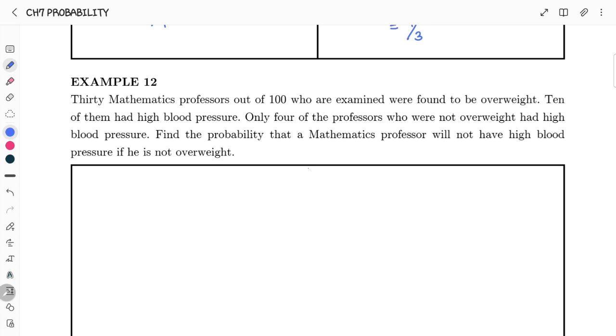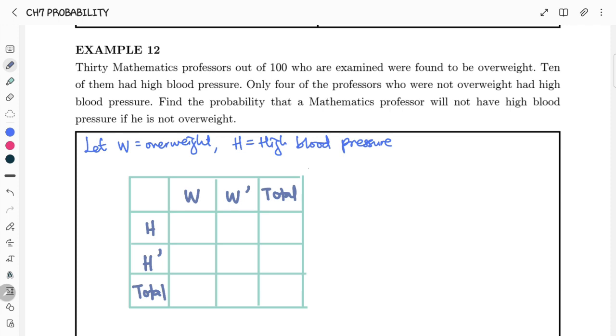Example 12. 30 mathematics professors out of 100 who are examined were found to be overweight. Ouch. 10 of them had high blood pressure. Only 4 of the professors who were not overweight had high blood pressure. Find the probability that a mathematics professor will not have high blood pressure if he is not overweight. So let's draw a table, and let W be overweight, H for high blood pressure, and let's fill the table.